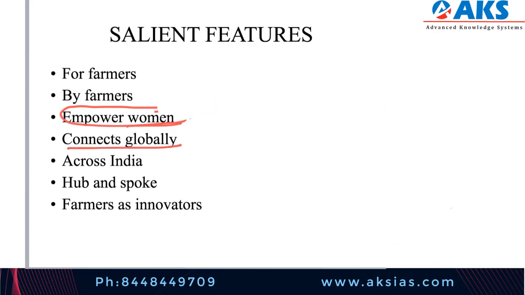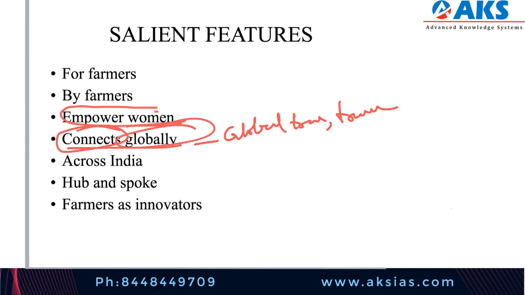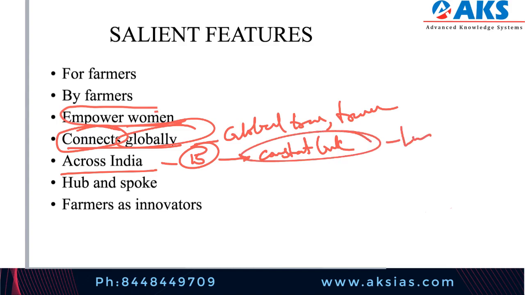Next is it will connect globally, that is, it will connect farmers with the global best practices through training workshops, etc. So, the farmers will be getting the best practices from global sources. And across India, as we have discussed, there are 15 agroclimatic zones and there is a constant link. So, it could act as a connecting link between different climatic zones.